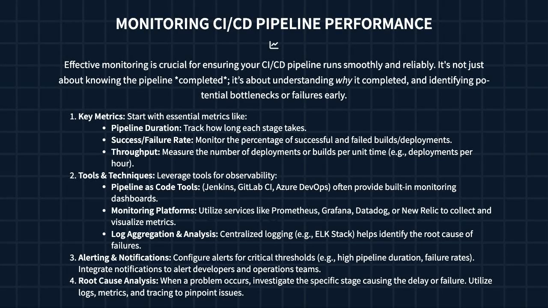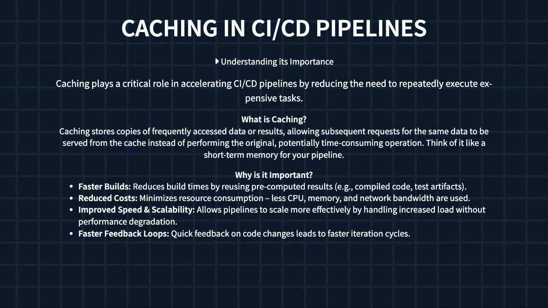Okay, so let's talk about keeping an eye on your CI/CD pipeline. It's not enough for a build to just finish. You need to understand how it finished. We start with some key metrics like how long each stage takes, the success rate of builds and deployments, and how much you're getting done over time. Tools like Jenkins or GitLab CI often have dashboards built in, but platforms like Prometheus and Grafana can give you even deeper insights. Don't forget logging. Centralized logging is your friend when troubleshooting. And most importantly, set up alerts so that you're immediately notified if something goes wrong, allowing you to quickly investigate the root cause.